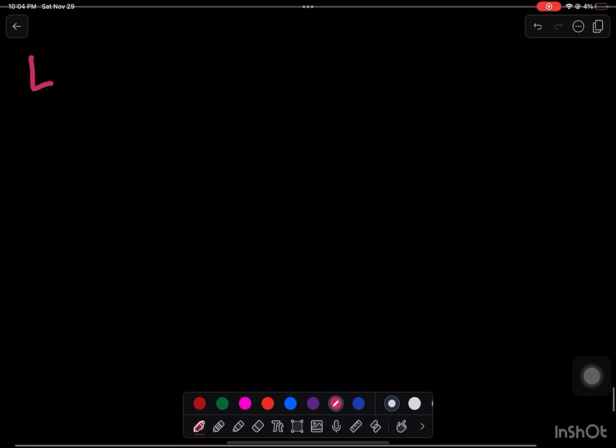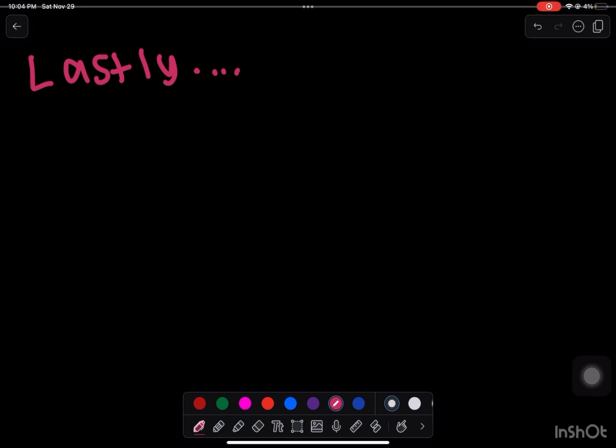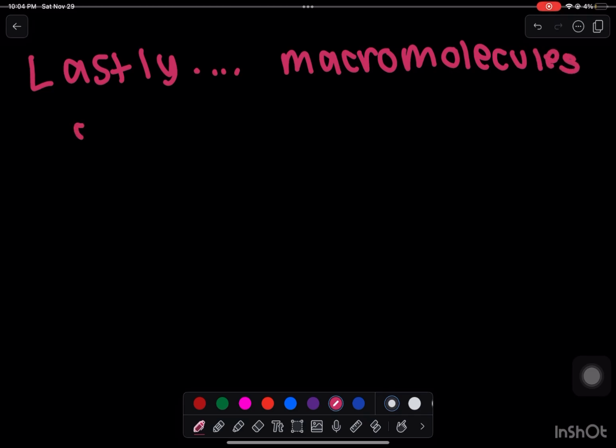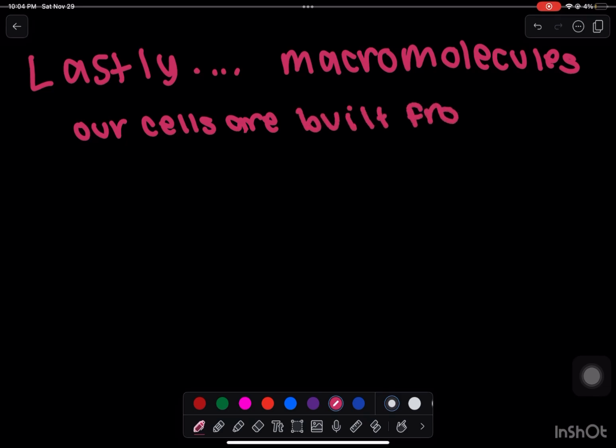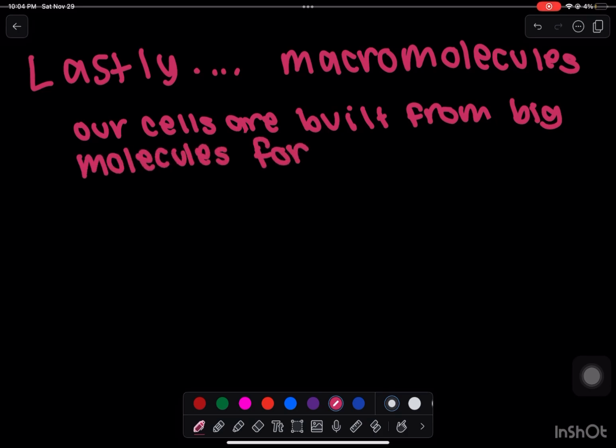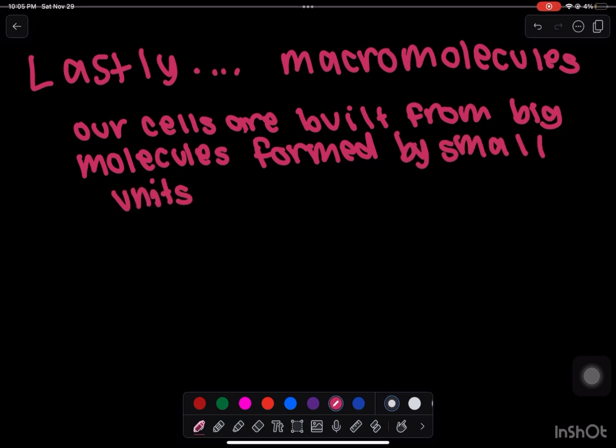And finally, we'll come to the biggest part that actually builds cells: macromolecules. I'm sure you've heard of all of the macromolecules, but you haven't realized that they're named macromolecules, and you haven't realized that they actually create most of our systems. Our cells are built from these macromolecules, and they are built from smaller subunits. So there are monomers, which are building blocks, and a polymer is a chain of many monomers.